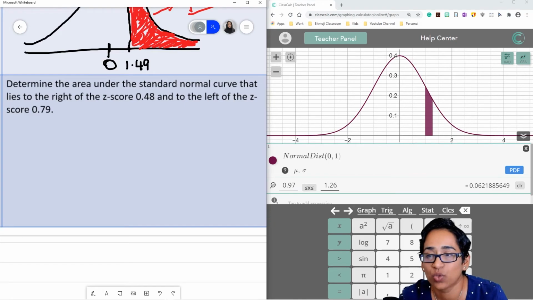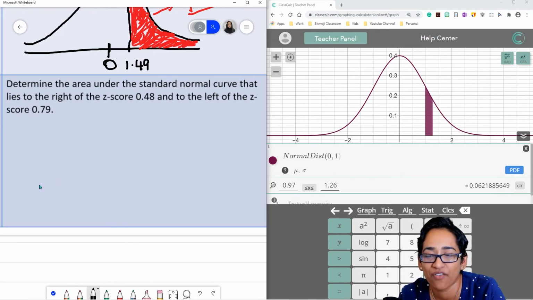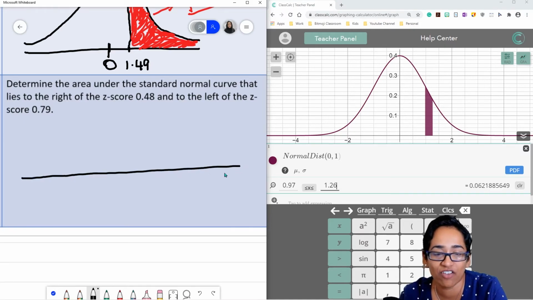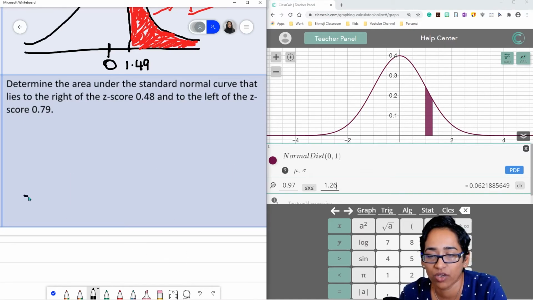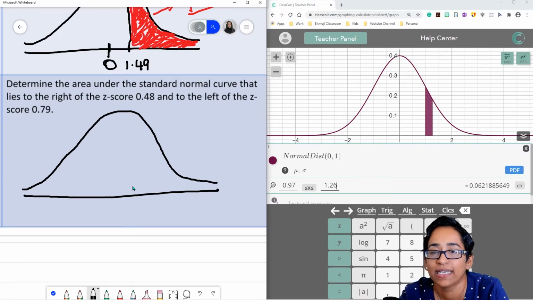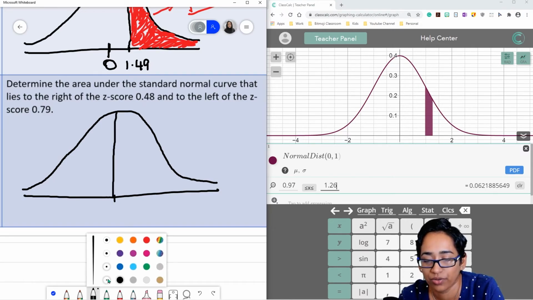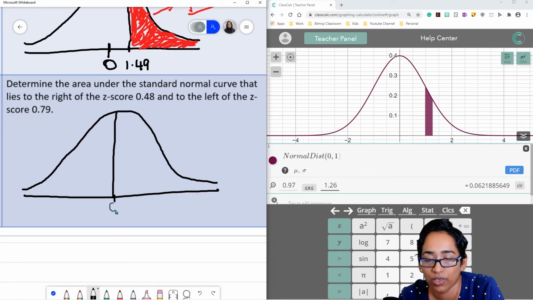The next one says, determine the area under the standard normal curve that lies to the right. Okay, so again, I cannot do it if I don't visually see my graph. I'm a visual learner, so I like to have my graph. So, okay, perfect. So I have my z-score, so this is my 0 like always. The one in the middle is my 0.